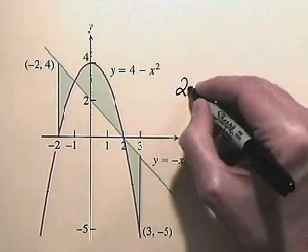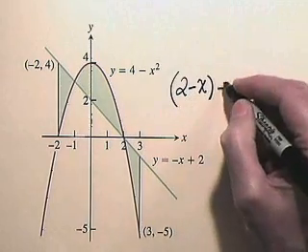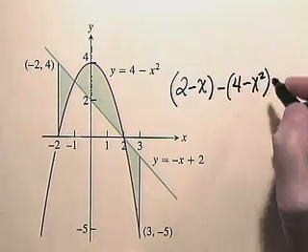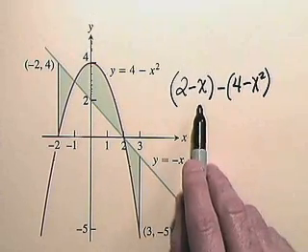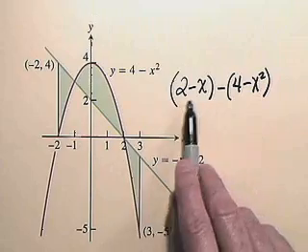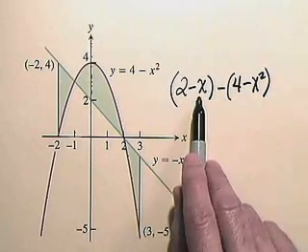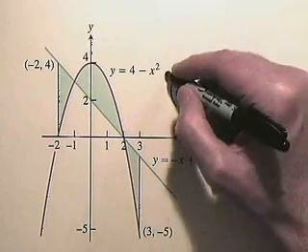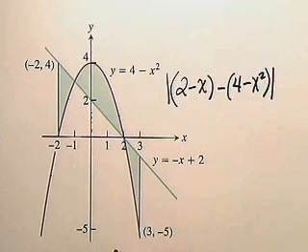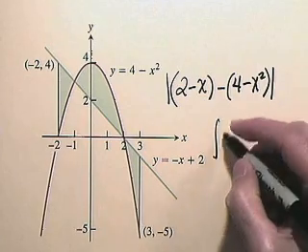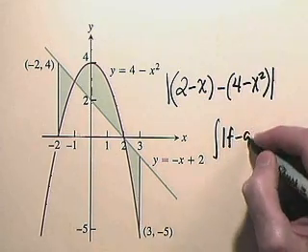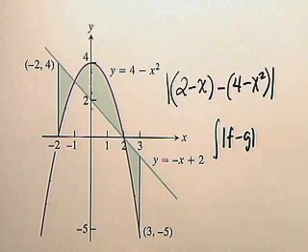The difference we're dealing with is 2 minus x minus the quantity 4 minus x squared. And where the parabola is above the line, we actually need to take this difference in the other order. In either case, you can notice that we're dealing with the absolute value of the difference, and that's always the case. When you're trying to find the area between two curves in general, you're dealing with the integral of the absolute value of the difference, and so that would be the general situation: the definite integral of the absolute value of f minus g over the x range that you're interested in.